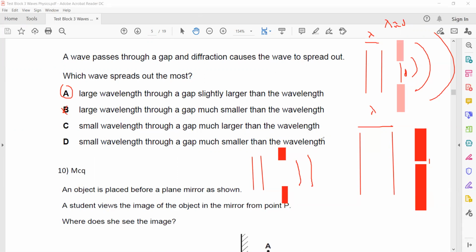And small wavelength through a gap which is much smaller than the wavelength. So again, wavelength is smaller, but the gap is much smaller than the wavelength. So again, in that case, it is making the same scenario as B. So maximum diffraction occurs when the wavelength is approximately equal to the gap size, which we also call a narrow gap. The gap should not be too small, otherwise the diffraction will not occur.